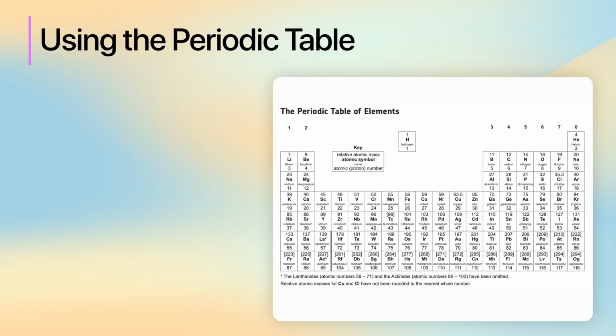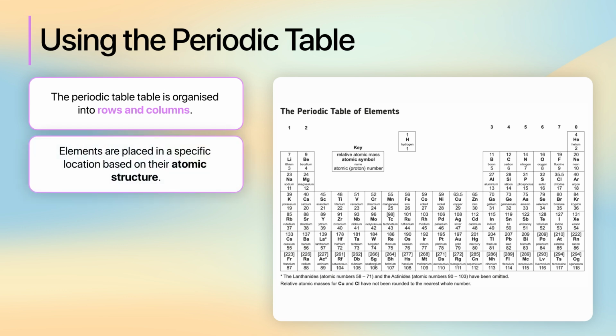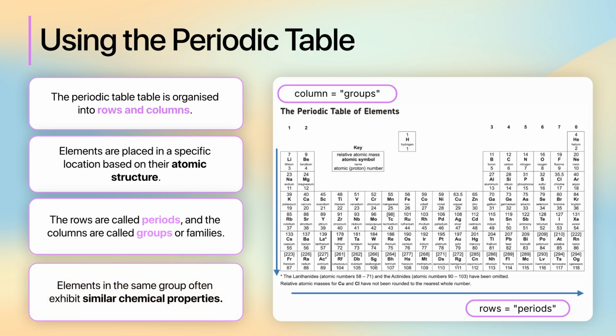Now, let's explore the periodic table. If you look at the periodic table, you'll notice it's organized into rows and columns. Each element is placed in a specific location based on its atomic structure. The rows are called periods, and the columns are called groups or families. Elements in the same group often exhibit similar chemical properties. By studying the periodic table and familiarizing yourself with the symbols, you'll gain a deeper understanding of how elements interact, how compounds form, and the basics of chemical reactions.